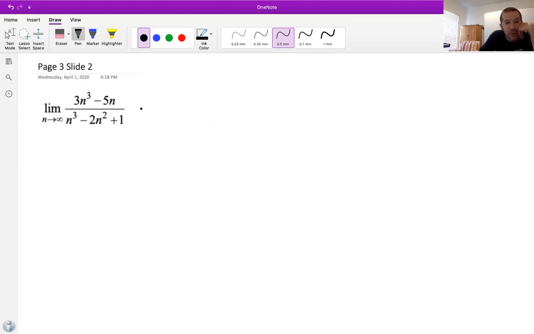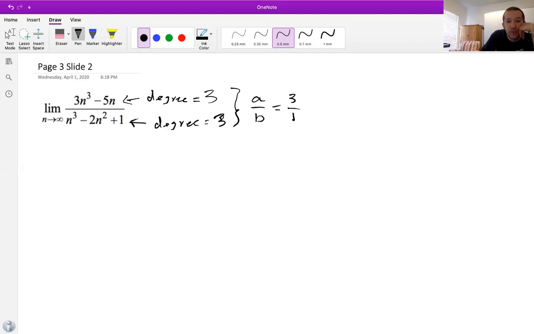So I take a look and ask, what's the degree of the top? The degree is 3. And here, the degree is also 3. That's not hugely surprising, but whatever. So when the degrees are equal, I think about what a over b is, the leading coefficients of the numerator and denominator. That's 3 over 1, which is equal to 3.